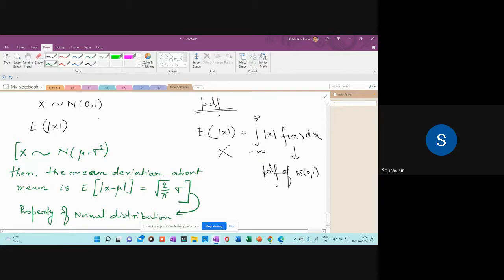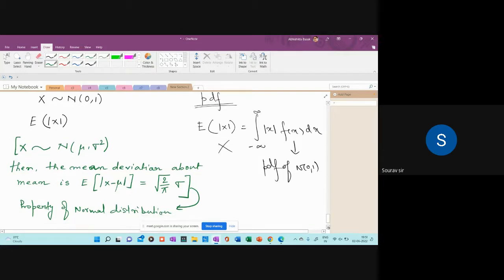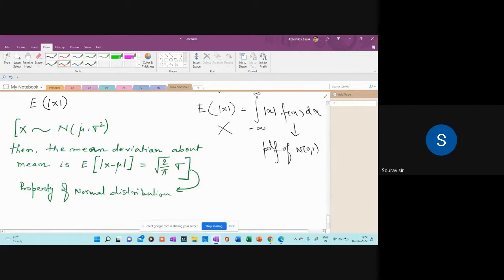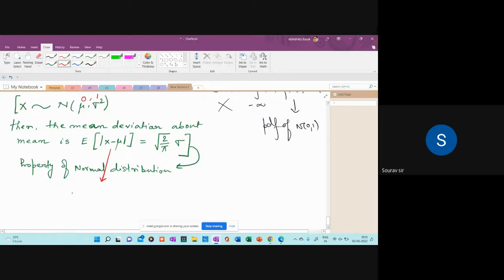Right? So now for my case, what changes over here? For my case, this mu is 0, this sigma is 1. So if I am using this result directly, what am I going to get? Expectation of mod of x minus 0 is equal to root over 2 by pi into 1. Basically it's 1 squared, so I'm going to get 1. So that is basically expectation of mod x is equal to root over 2 by pi, which they are asking for, right?